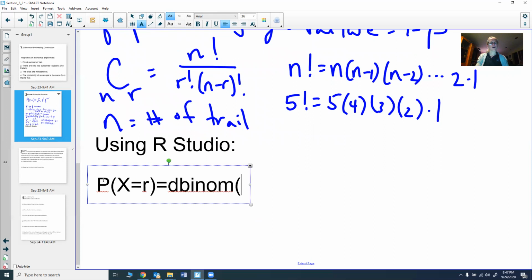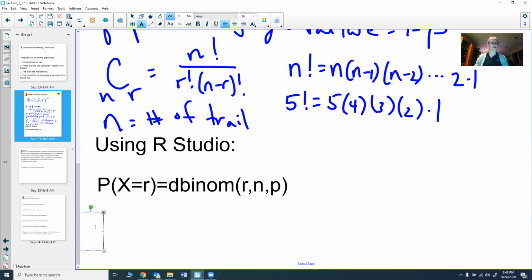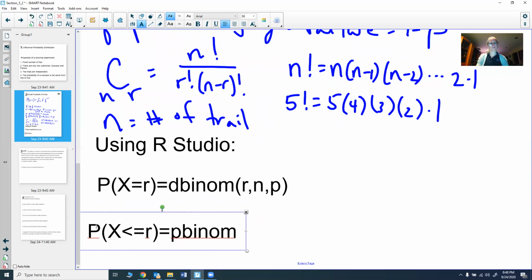And then you're going to put in your R value, your N value, however many trials you have, and your P value, your probability of success. If you want to do probability of greater than or equal to, you don't have to actually do each one of these. Actually, we'll do less than or equal to first. That is a different command. It is pbinom. And again, you put in your R value, your N value, and your P value.